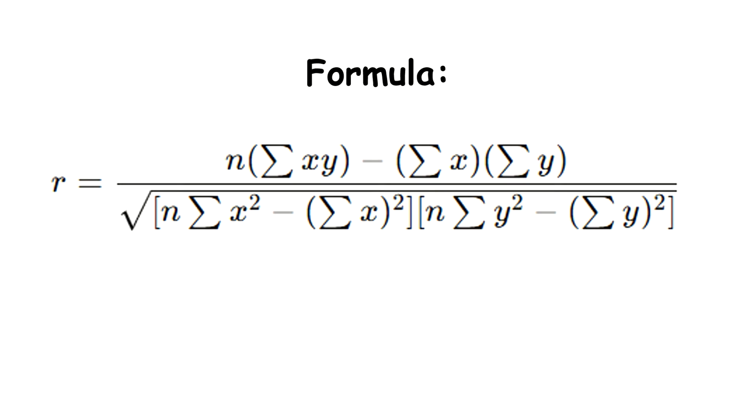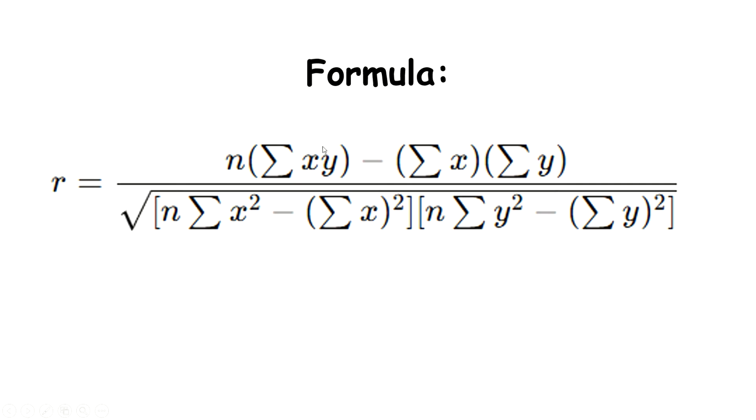So we have here the formula of Pearson's r. Let us now break it down. N stands for the number of data pairs. This tells us how many X and Y values you have. We have the summation of X, which is the sum of all X values, and the summation of Y, the sum of all Y values.